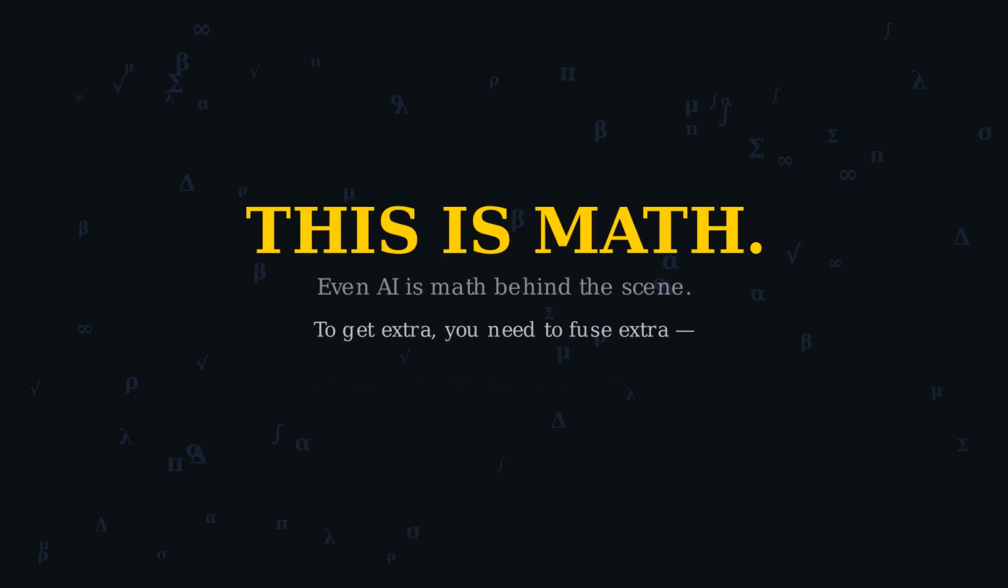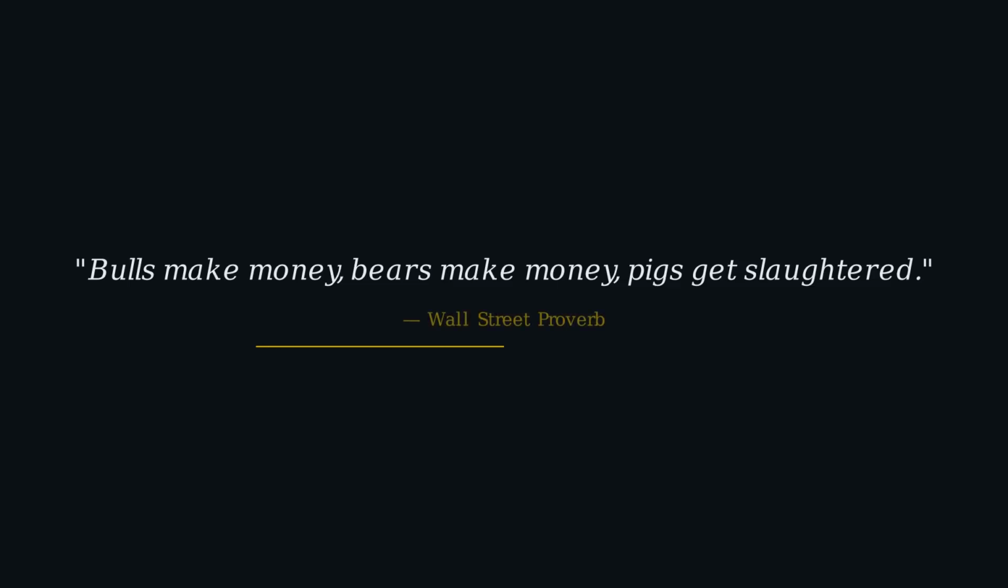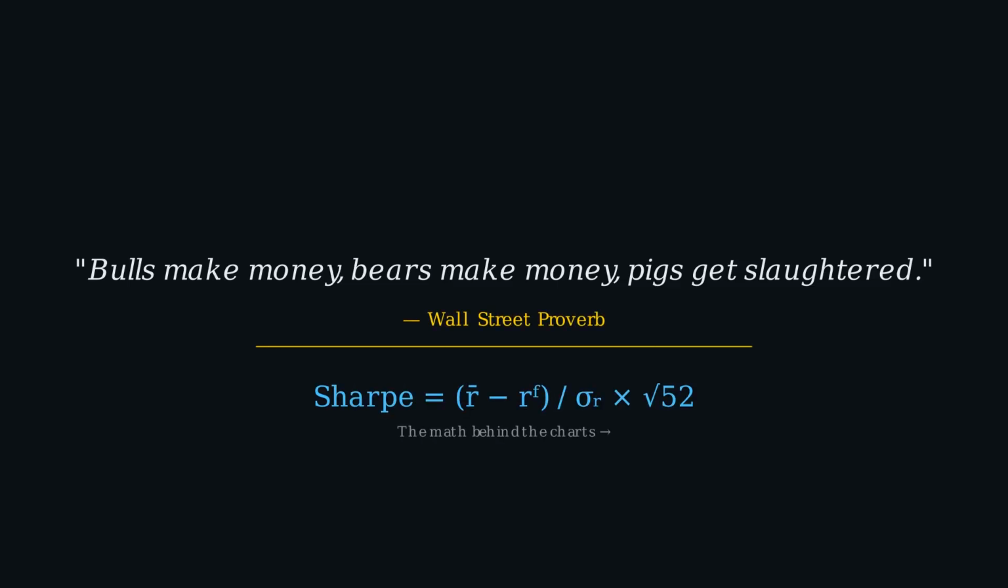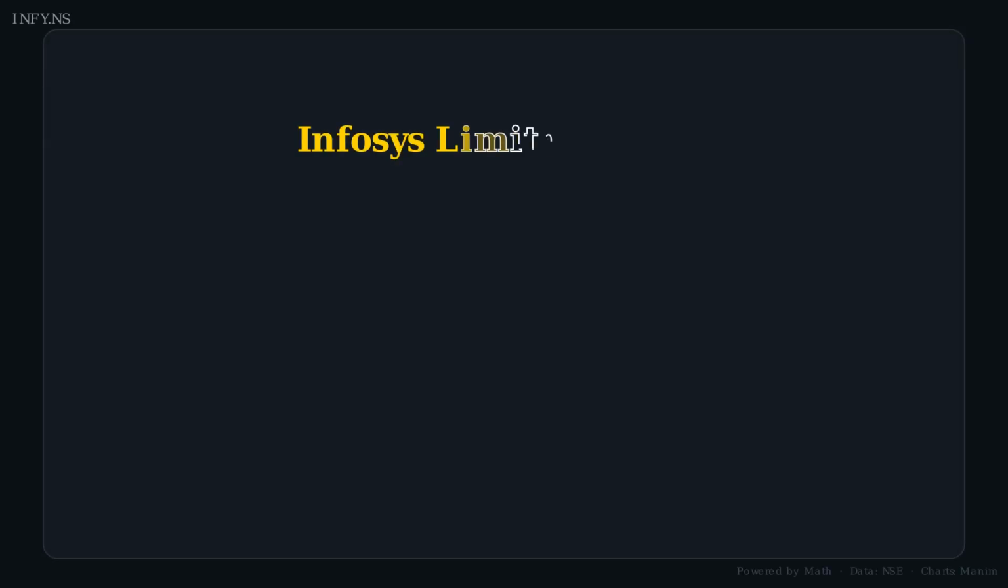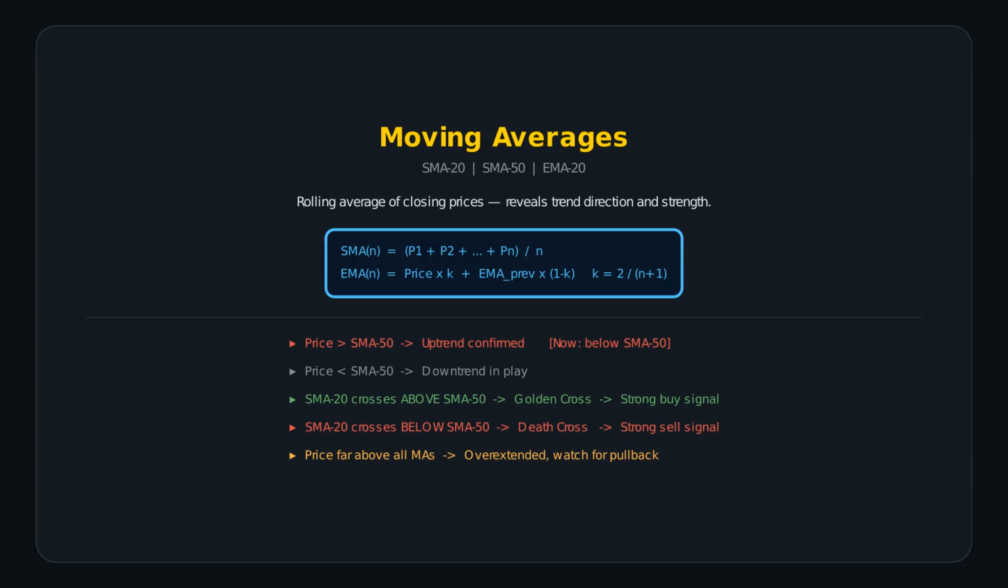This is math. Welcome to the technical analysis of Infosys Limited. INFY.NS is a technology company with Rs 5.3 trillion. Over the past 3 years, the stock has lost 7.9%. We will break down 4 key indicators: moving averages, Bollinger bands, RSI, and MACD, because every line on this chart is a formula. Let us start with moving averages, the foundation of trend analysis.